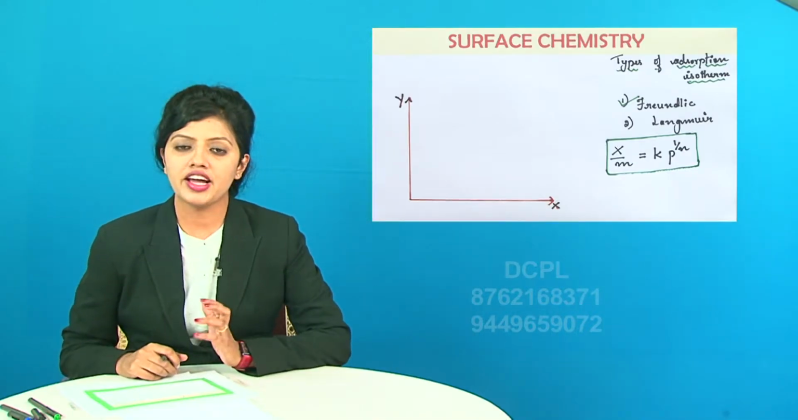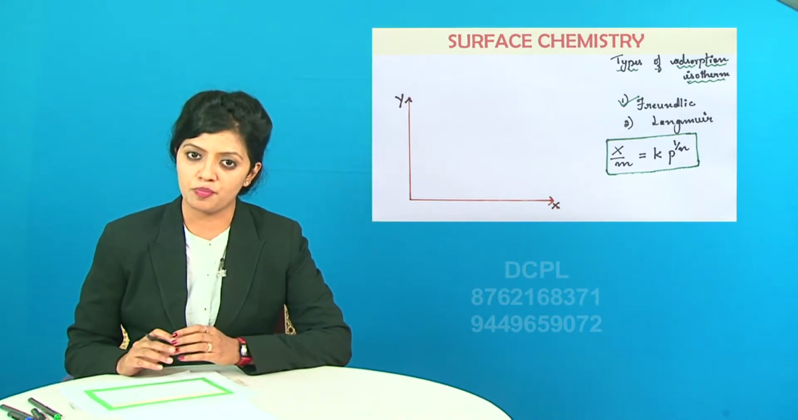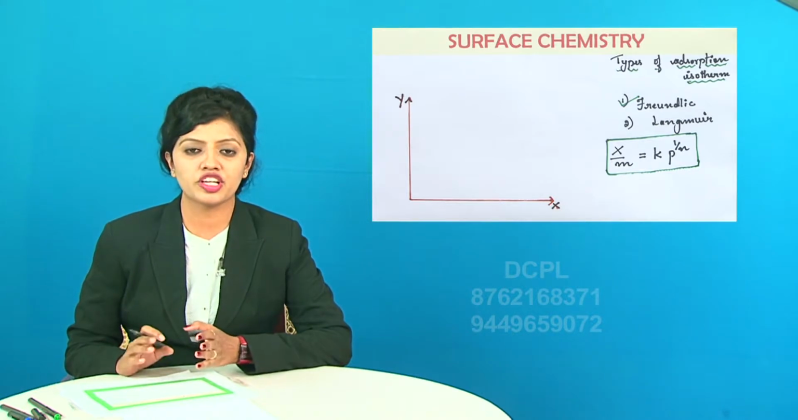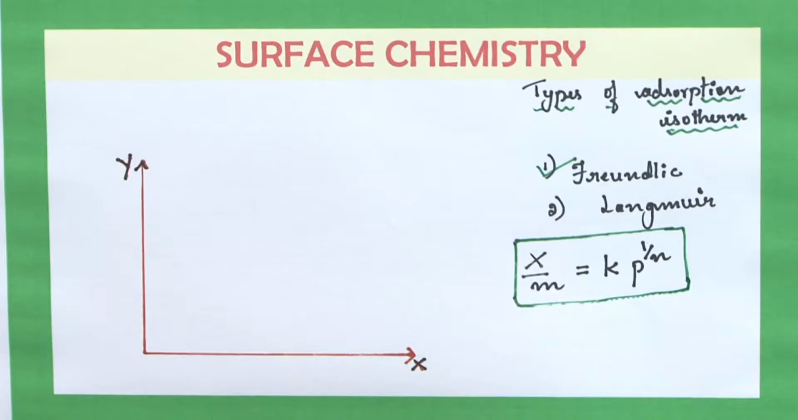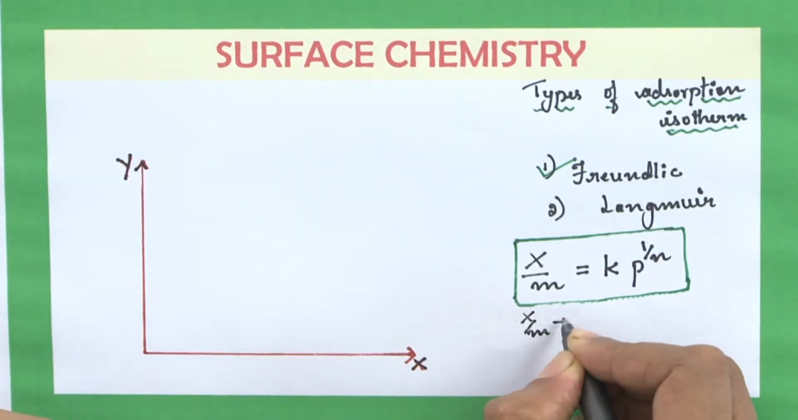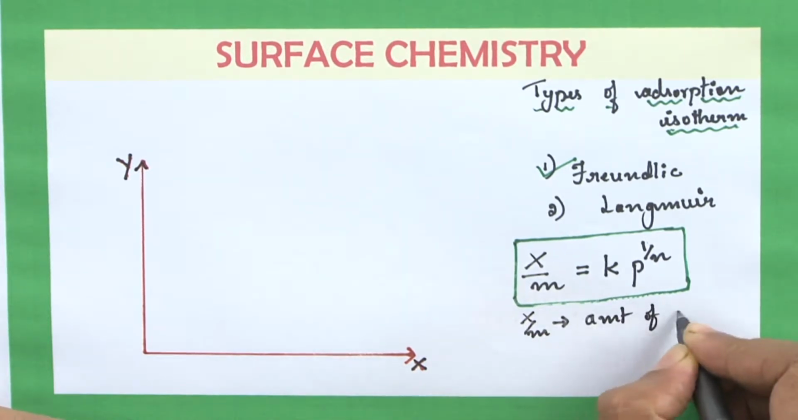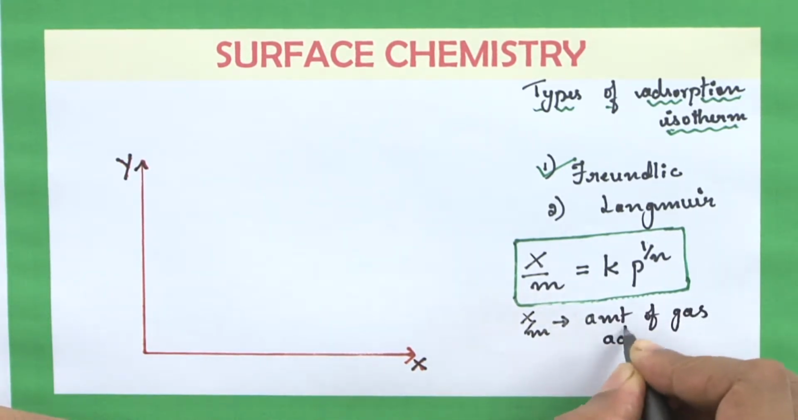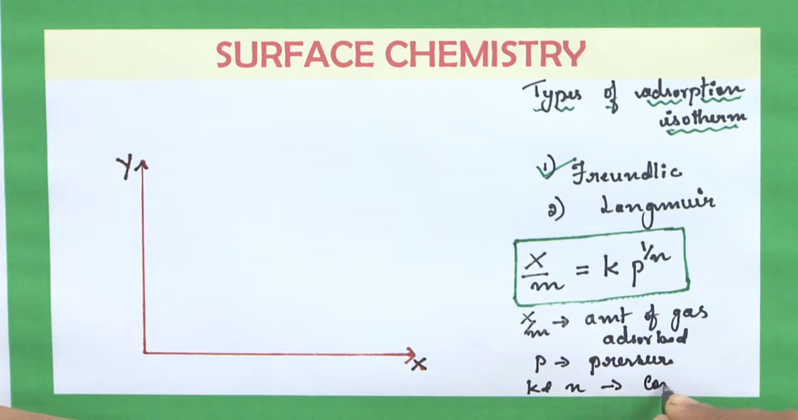Where x by m is nothing but the amount of adsorbate per unit mass of adsorbent, and P stands for equilibrium pressure, and K and n are nothing but the constants. x by m represents the amount of gas adsorbed. P represents pressure. K and n are the constants.